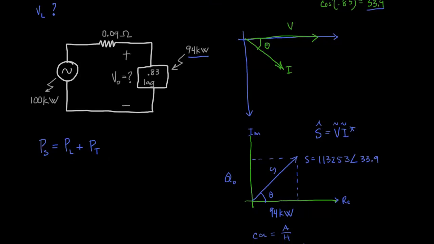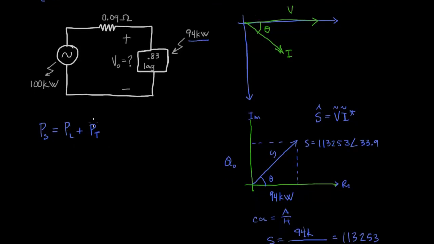And why would I want to know that? Well, I know that P in general equals I squared R. So I need I to solve this equation, and I can use this equation to solve for I. Let's take a look at that. PS, which is known, equals PL, which is also known, plus I squared R. So then we get PS minus PL, divided by R, square rooted, equals I.